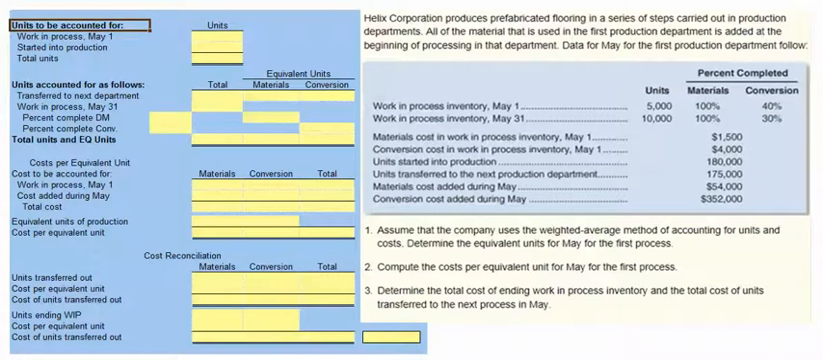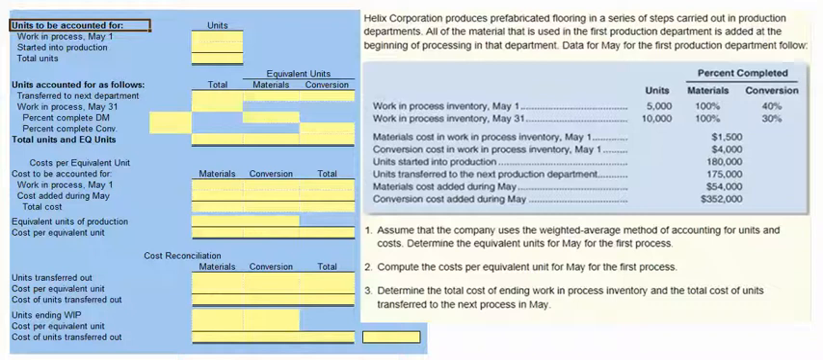The Helix Corporation produces prefabricated flooring in a series of steps carried out in production departments. All of the material that is used in the first production department is added at the beginning of the process. That means it will be 100% complete with respect to direct materials. Data for May for the first production department is as follows.